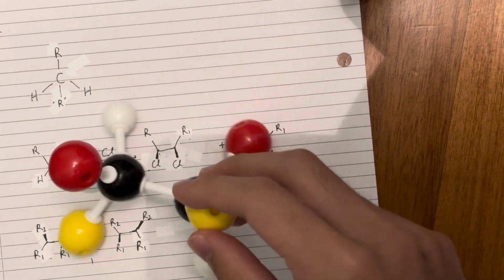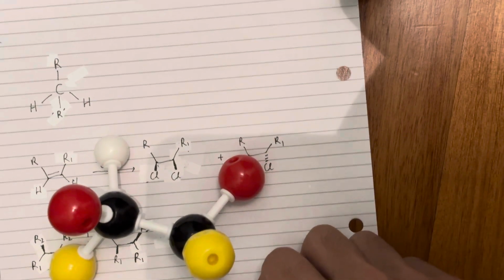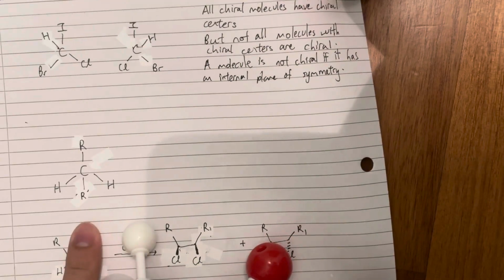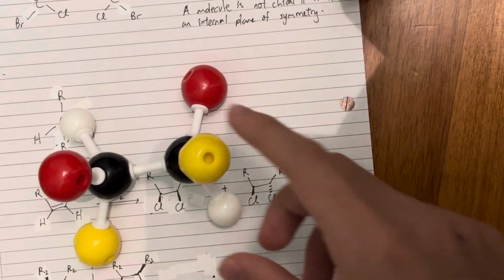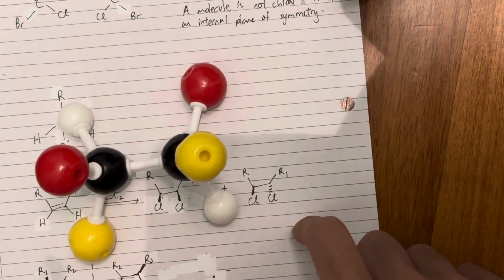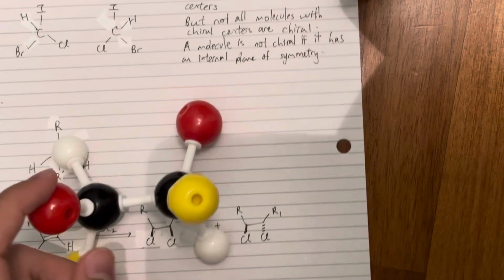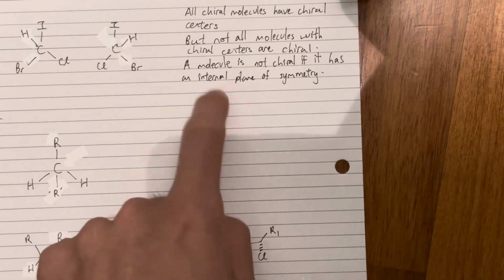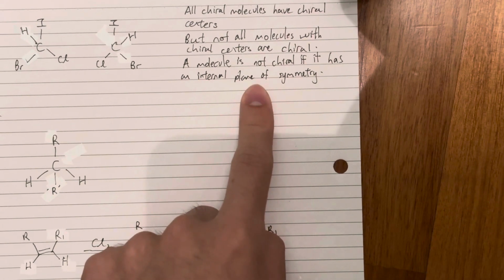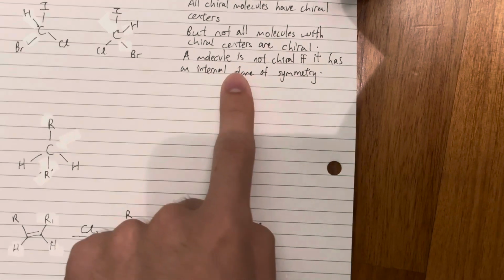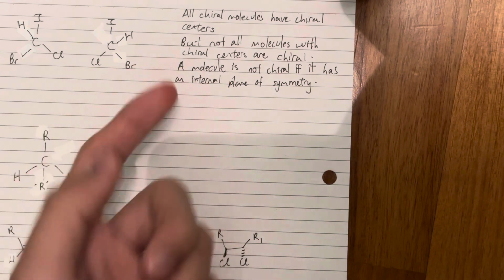So what we learned is enantiomers, diastereomers, and meso compounds. These things are called meso compounds. They have chiral centers, but the molecule itself is not chiral due to an internal plane of symmetry. This is very important. This is the central rule of enantiomerism. Enantiomerism is essentially summarized with this. Okay, that's about it.